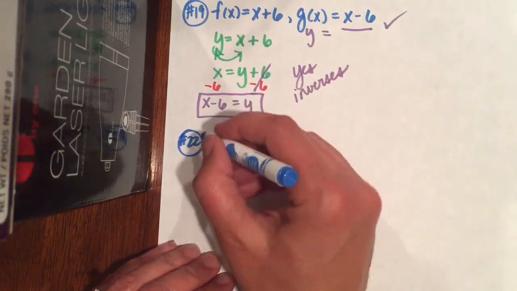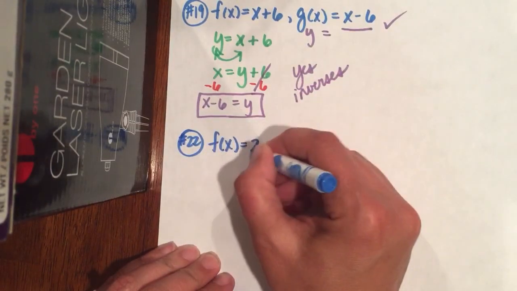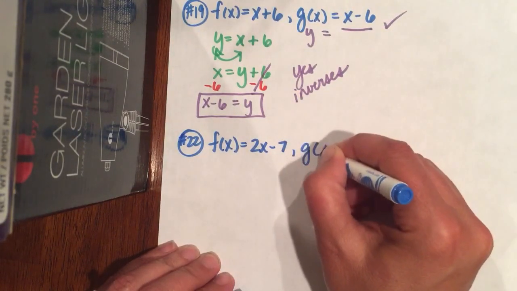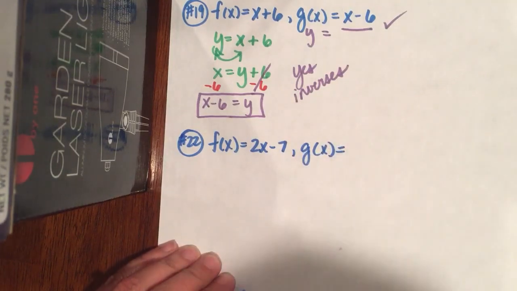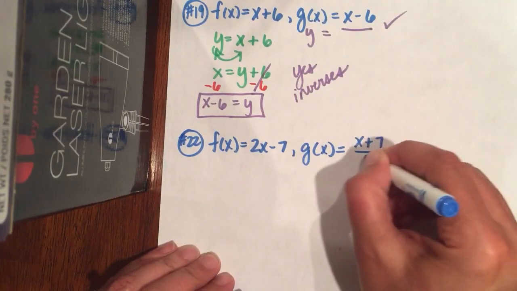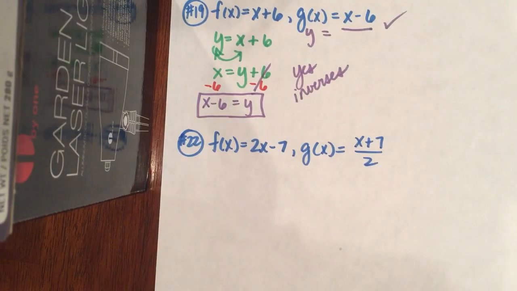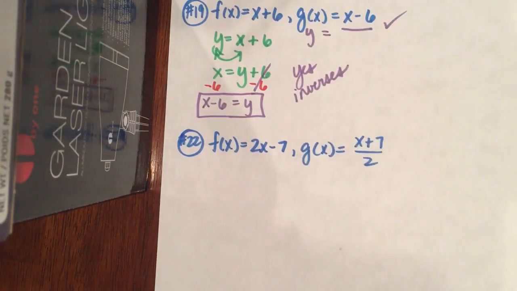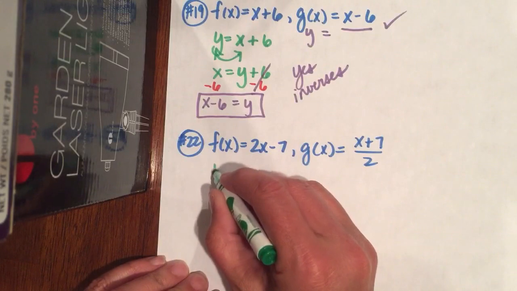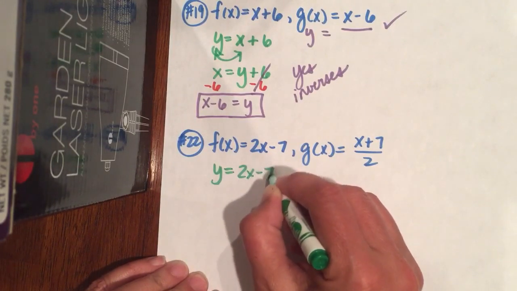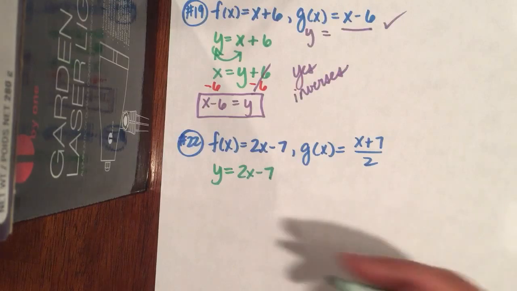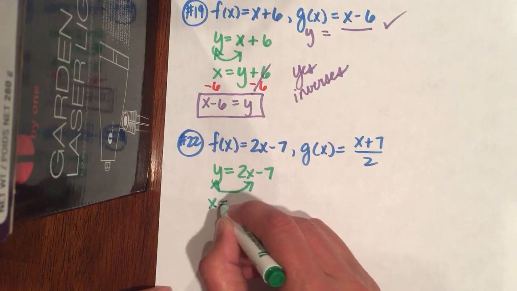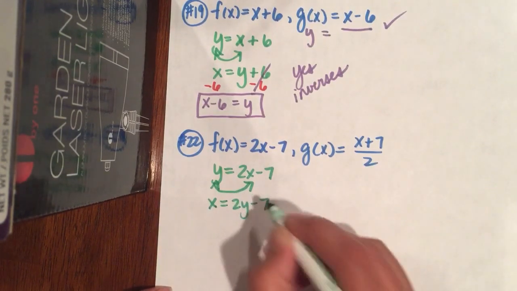So number 22, f of x equals 2x minus 7, and g of x equals x plus 7 over 2. So I want to verify that these are in fact inverses of each other. So I'm going to pick one of these two functions, and I'm just going to choose f of x, and I'm going to make it y equals 2x minus 7. Remember, f of x and y, same thing. I'm going to switch my domain and range. So this becomes x equals 2y minus 7.